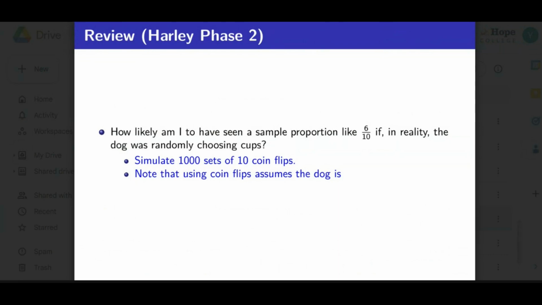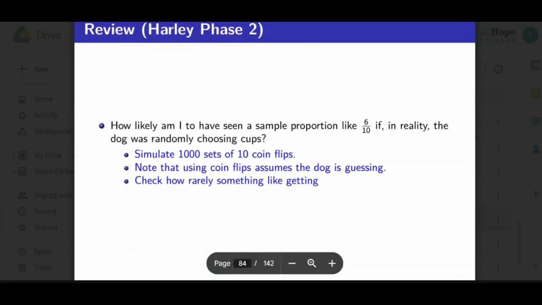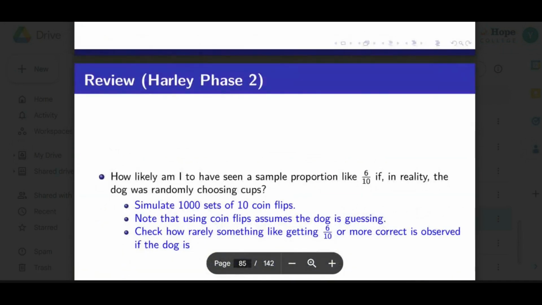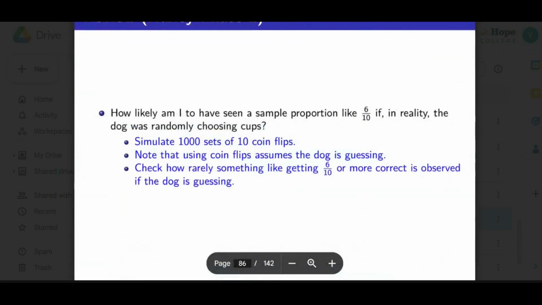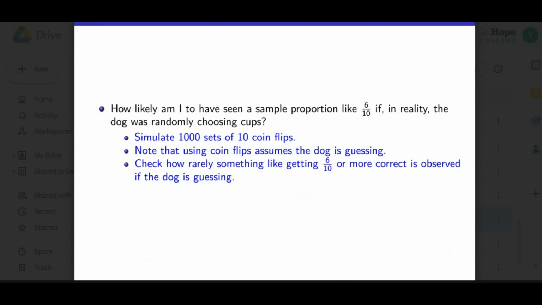Note that using coin flips assumes that the dog is guessing. See? You always start from the guessing hypothesis. Status quo is always guessing. People don't know how to do anything, they're just guessing, things like that. And you check how rarely getting something like 6 out of 10 is if the dog is guessing. Again, you don't have to copy this slide because it is identical to the previous one, just change one number. Now it's not so special. 6 out of 10 is a typical score when you guess on a true false test.